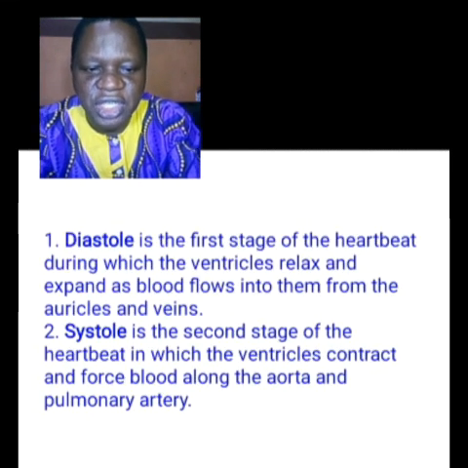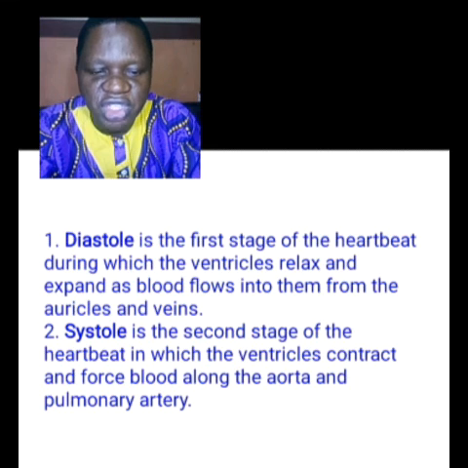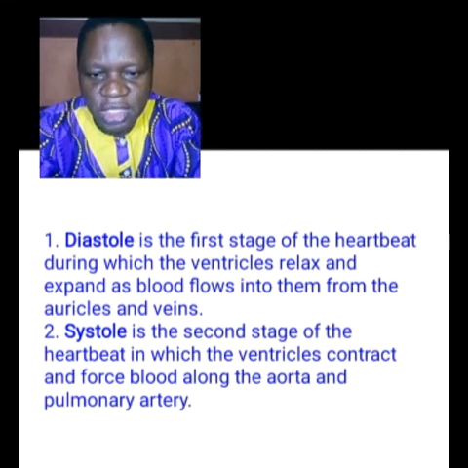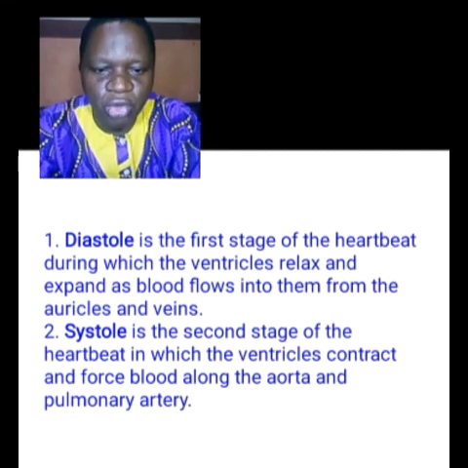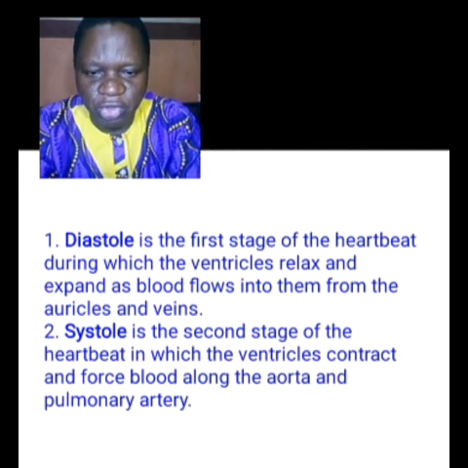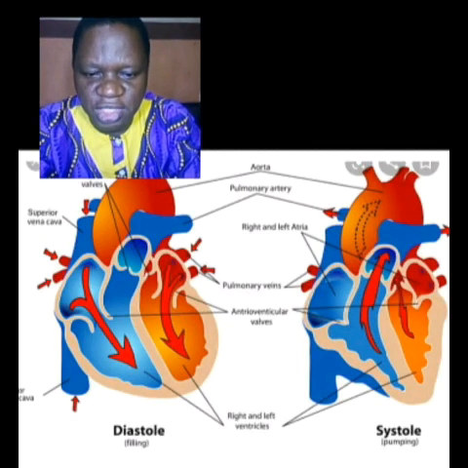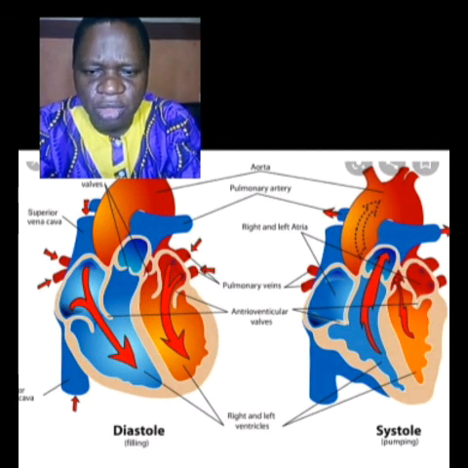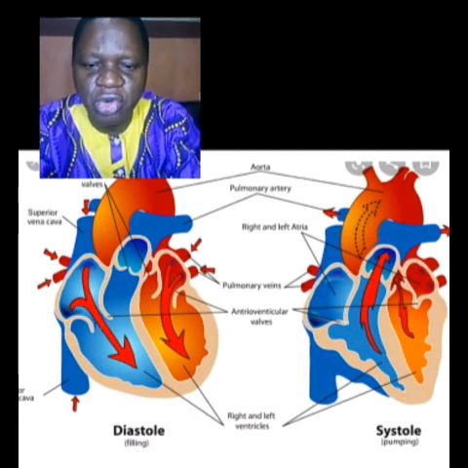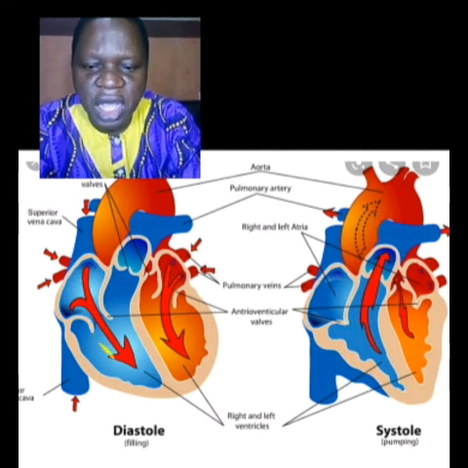You can see this is the diastole. Here you can see blood flowing. The blood is flowing now into the ventricle and thereby making it relax, and of course that is the infilling of the blood. Then on the other part you also have the systole.